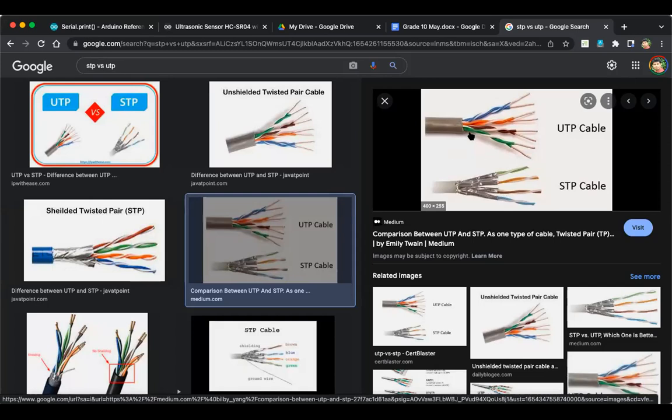That is not the one. So here 2 by 2 it is shielded. So that is the correct image. If this image is there, then I agree. This is UTP, unshielded. Each pair will not be covered, but here each pair is covered using a shield. So that is to stop external electromagnetic interference.